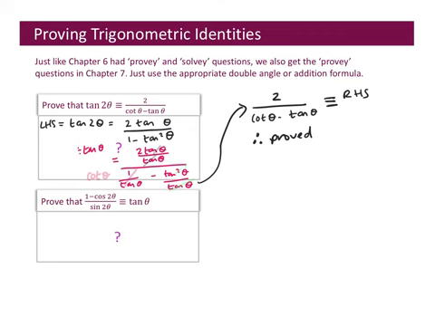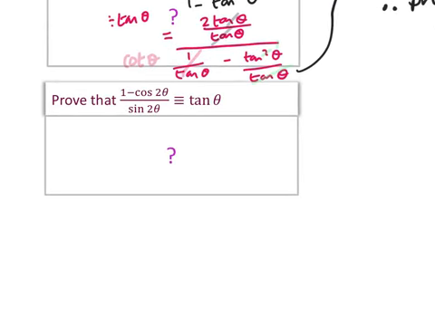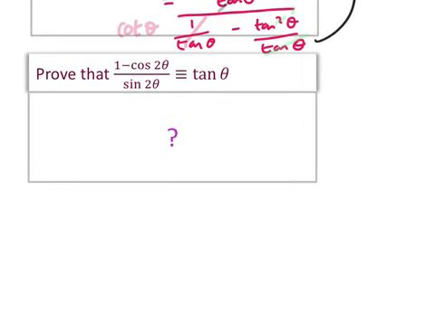Okay, next one. So we're going to prove that 1 minus cos 2 theta over sine 2 theta is equivalent to tan of theta. I'm not sure which double-angle formula to use yet for cos of 2 theta because there's three. So I'm just going to quickly write down sine of 2 theta. There's only one double-angle formula, so I have 2 sine theta cos theta.